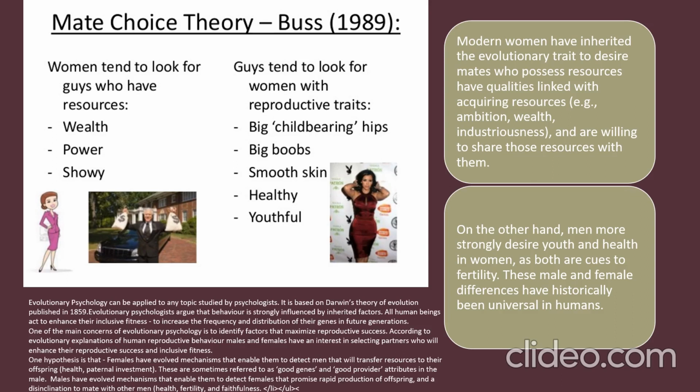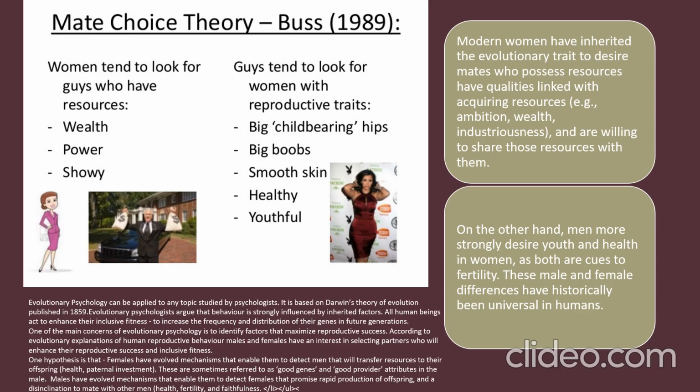So itong mga description natin sa mga lalaki na gusto ng mga babae, wealth, power, showy, yung mga may kotse, maraming ari-arian, these are sometimes referred to as good genes and good provider. These are the good attributes in males.